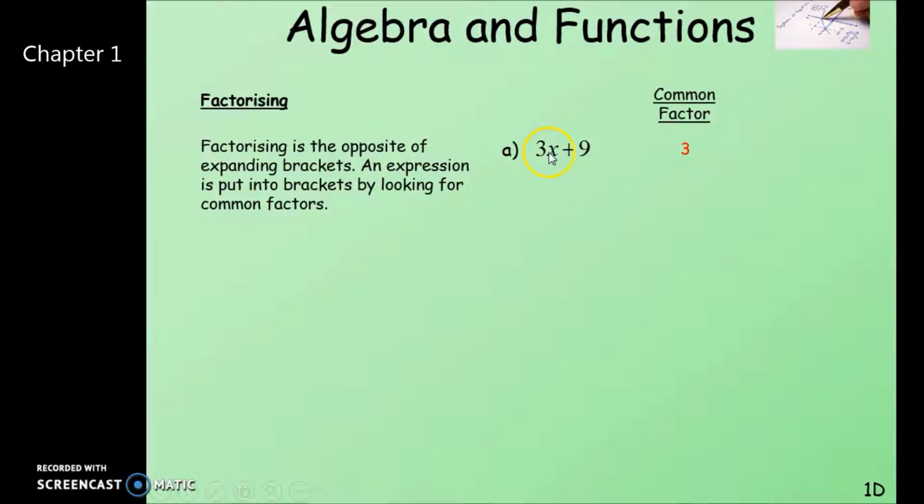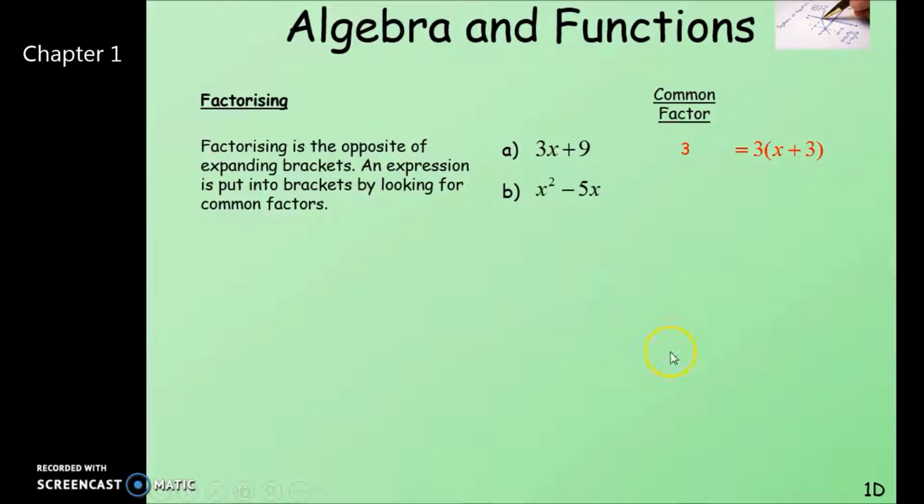Well, 3x divided by 3 would just be 1x, and 9 divided by 3 would just be a 3. So we'd end up with 3 on the outside, our common factor goes on the outside, and each term has been divided by 3. So we've got x and a plus 3 on the inside. If you multiply this out, you would end up getting the same result here.